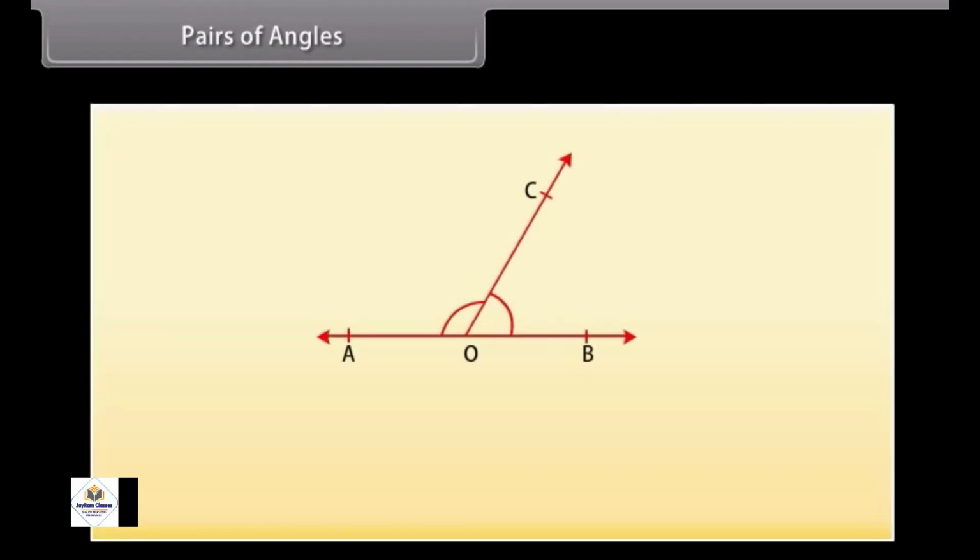Pairs of angles. Now let us find out the relation between the angles formed when a ray stands on a line. Look at this figure. Here AB is the line and OC is the ray. Angle AOC, angle BOC, and angle AOB are the angles formed at O. Can we write angle AOC plus angle BOC is equal to angle AOB?